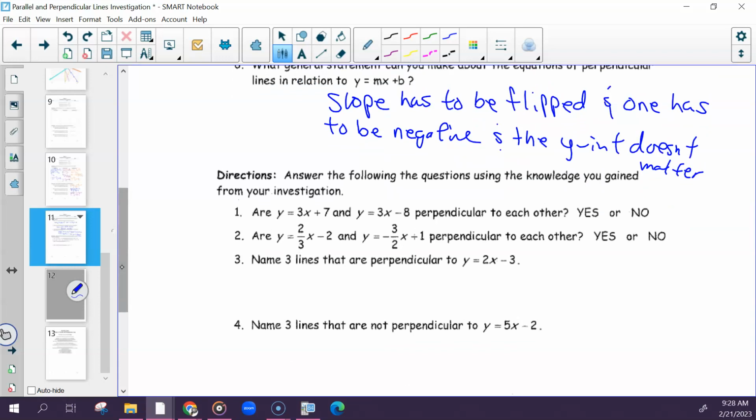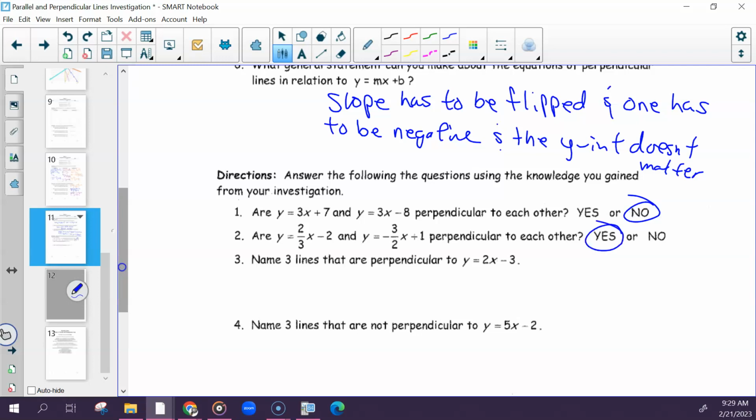For number one, are these two perpendicular? No. What would those be? They would be parallel because they have the same slope, different y-intercept. Are these two perpendicular for number two? Yes. Why? Correct. And the y-intercept, same or different, doesn't matter.